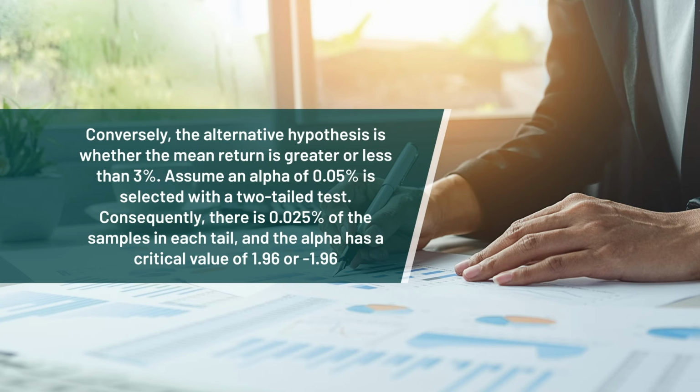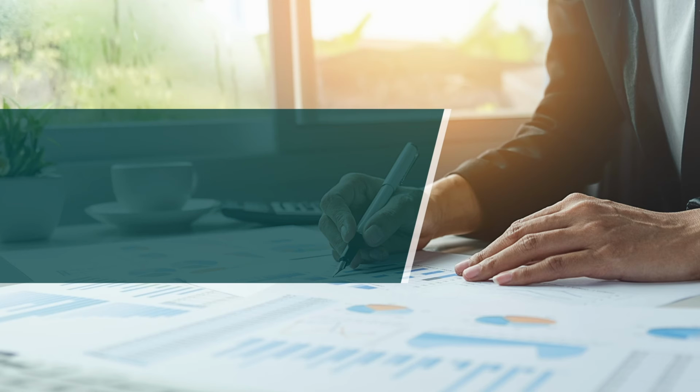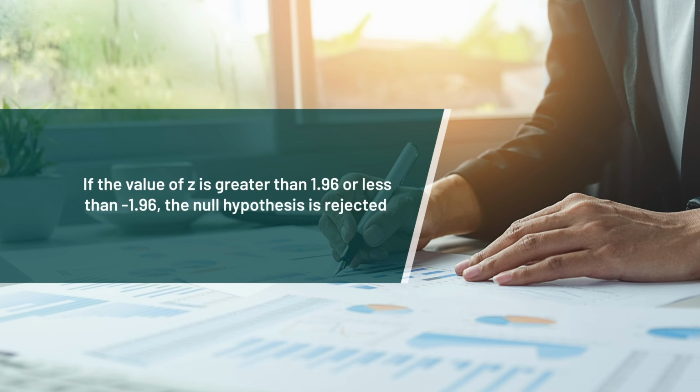I think the one-tailed test and two-tailed test we have already covered in a preceding session, which focused on the right and left. If you have a tail at the right side, it is the right tail; at the left side, it is the left tail. Consequently, there is 0.025 of the sample in each tail, and alpha has a critical value of 1.96 or minus 1.96. So if the value of Z is greater than 1.96 or less than minus 1.96, the null hypothesis is rejected.